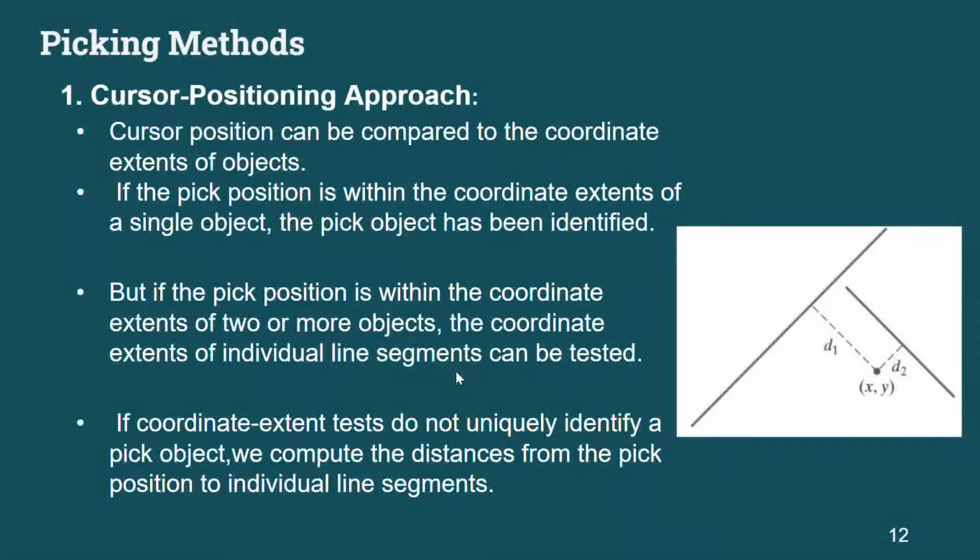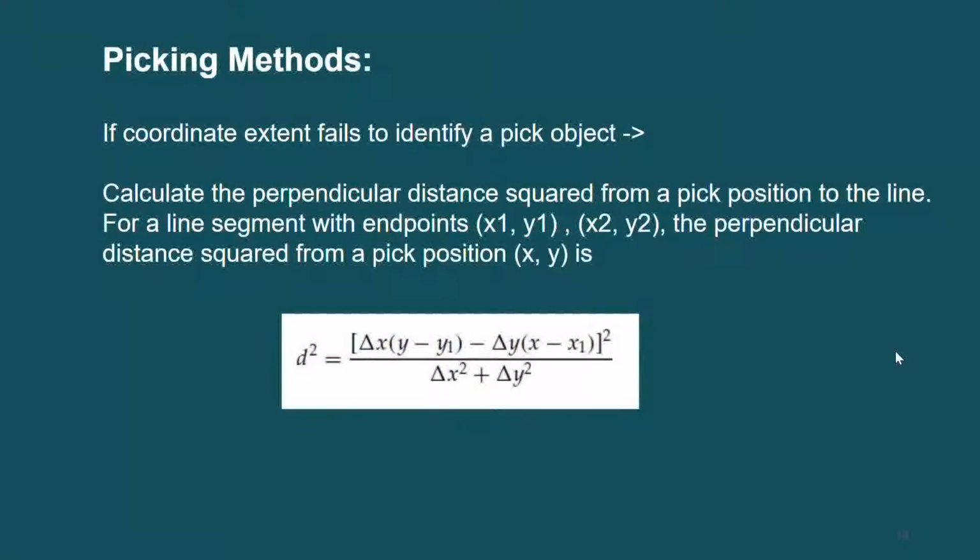So then this test fails. The coordinate position test fails. So in these situations, if the coordinate test does not uniquely identify the pick object, we can use a formulation, like we can get the perpendicular distances from the elements to the cursor position. So here we have the cursor at x comma y, and these are the two line segments, for example, and we can take the perpendicular distances from these line segments, and we can calculate the perpendicular distance with this formula.